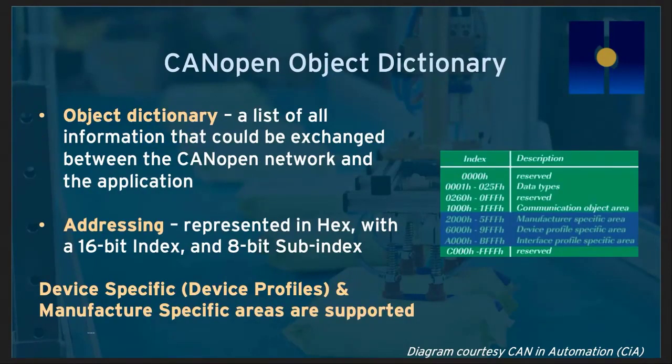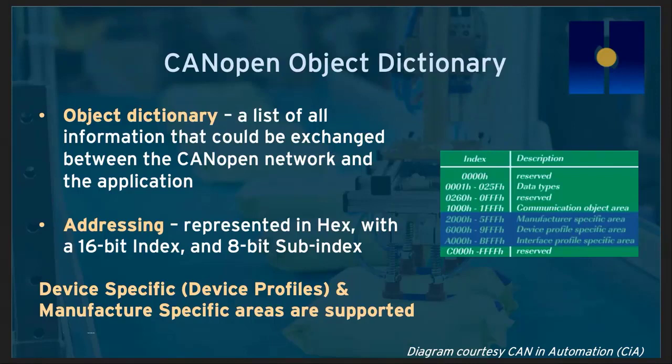Okay, so the object dictionary links the application and the network by providing a reference list, or an index, of all the information that can be exchanged between the application and the network. That's all available in one place, and it's pretty extensive. It just so happens that it utilizes hex-based addresses instead of decimal-based addresses, so you have to dust off your hex conversion skills or calculator or web page, whatever you use for that. But that just adds an extra step, if you will.